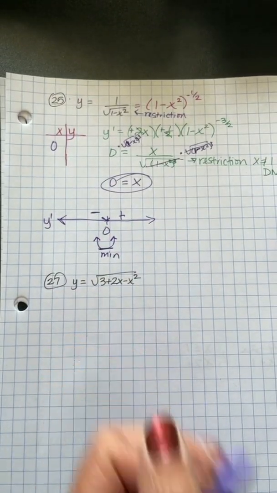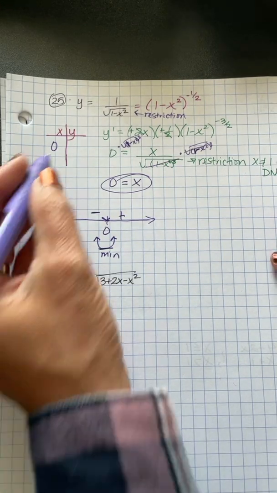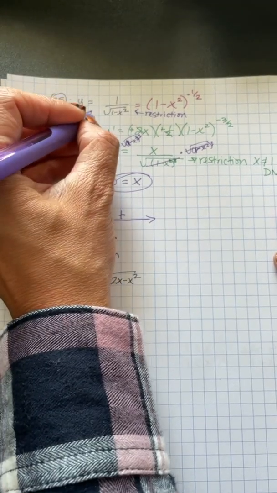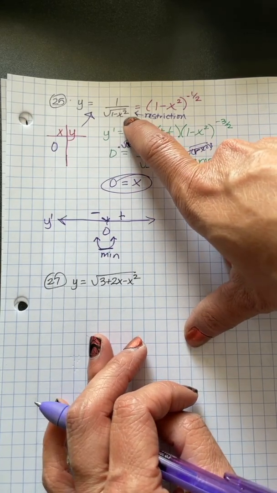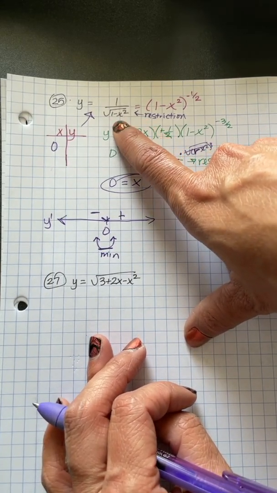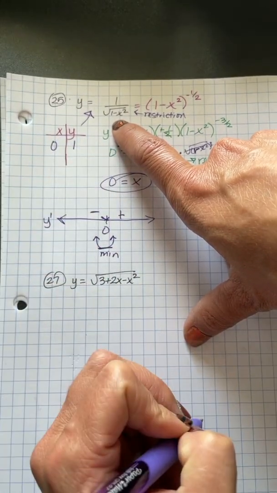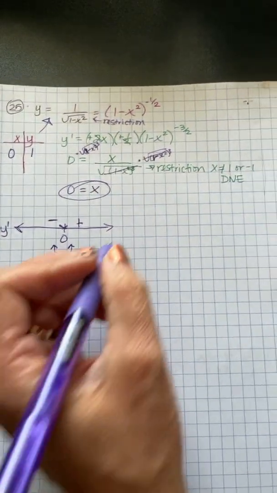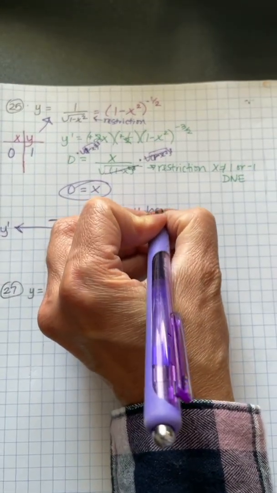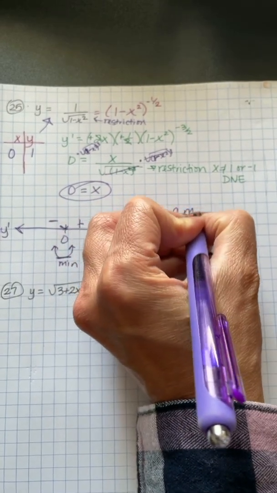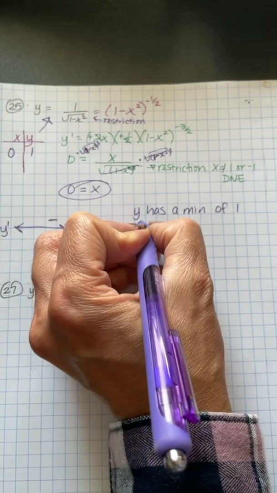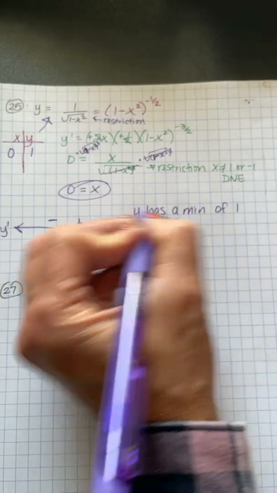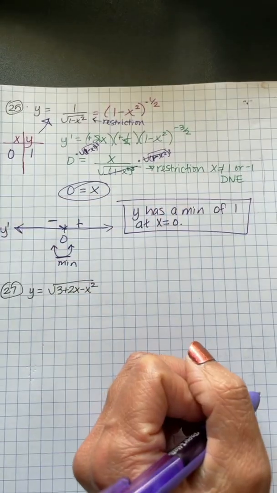So let's figure out, what is y when x is 0? We have to go to the original function. When x is 0, 1 minus 0 is 1. The square root of 1 is 1, and 1 over 1 is 1. So our answer is that y has a minimum of 1 at x equals 0. There we go.